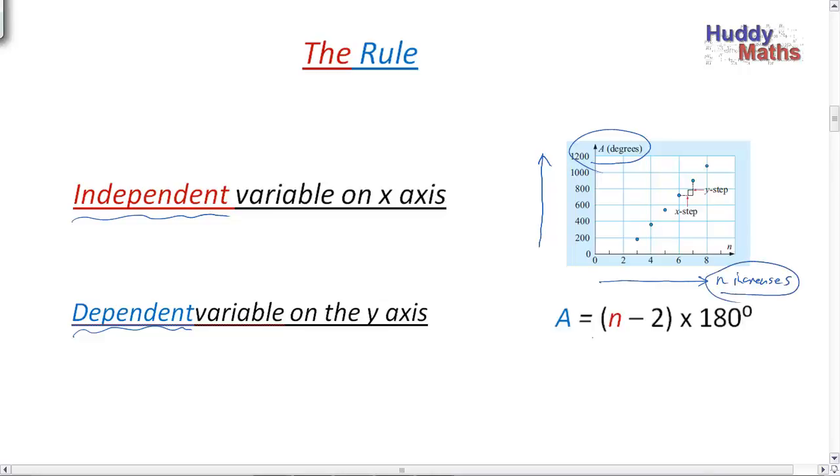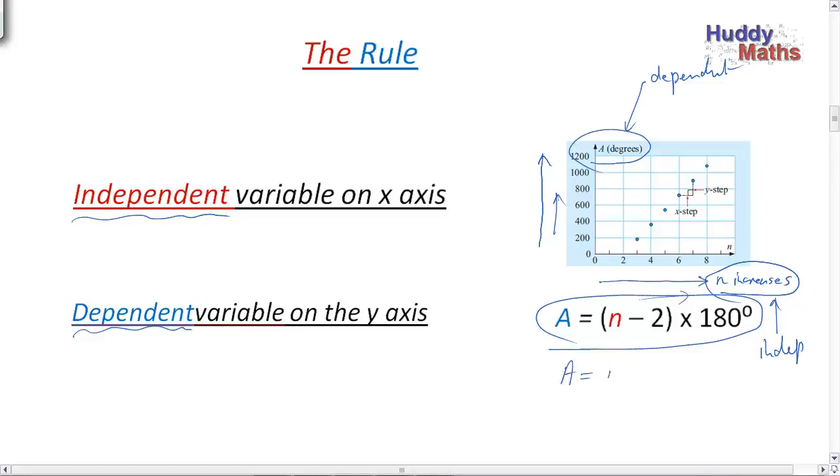Notice it wouldn't work the other way around. If you increase the angle sum along here, would you increase n? That doesn't make sense. What makes sense is, as you change n, the other variable, the angle sum, changes. So this is called the dependent variable, and the one down the bottom is the independent variable. And then we've got a formula for it. Notice that this formula doesn't quite look like y equals mx plus c, because it should be something like a equals mn plus c, and we're going to have a look at this example later on.